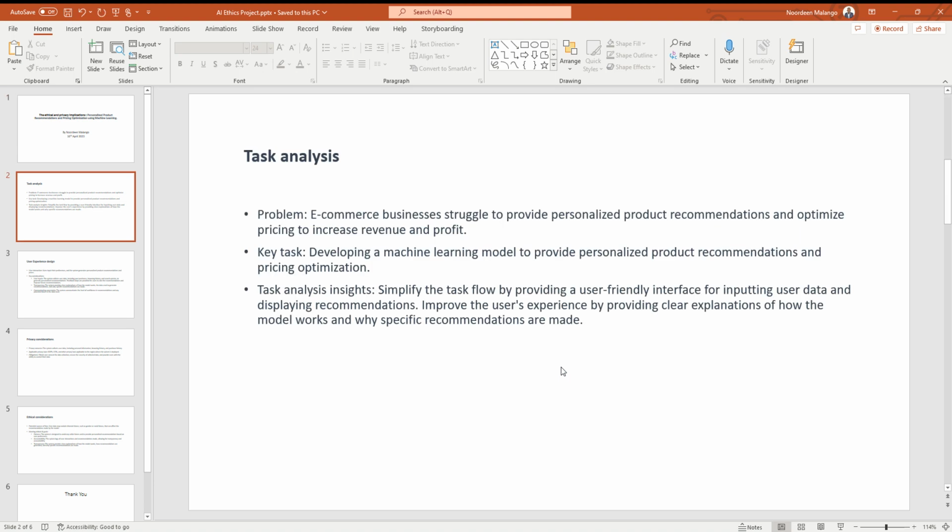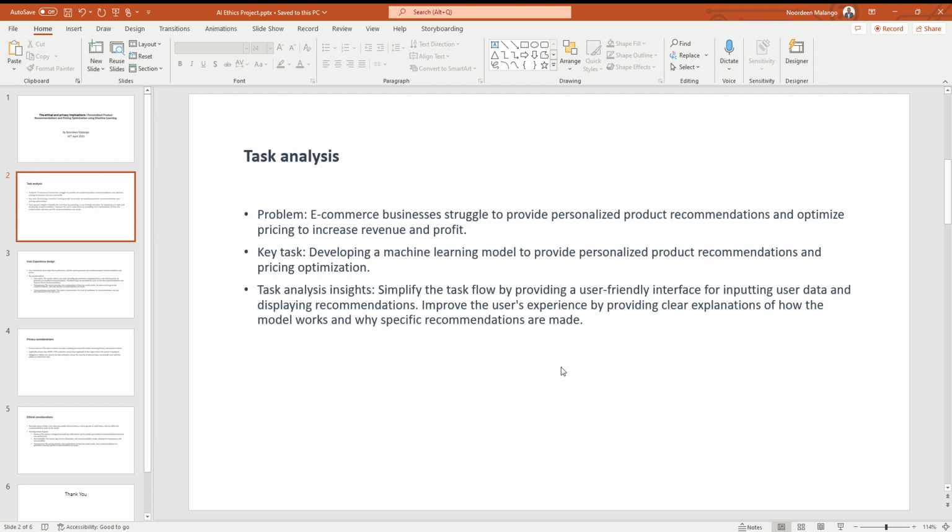I'm going to look at a number of things in this presentation, which will include the task analysis. In a nutshell, our problem here is that e-commerce businesses struggle to provide personalized product recommendations as well as optimize pricing to increase their revenue and profit. So the key task in our project is to develop a machine learning model which is going to provide personalized product recommendations as well as pricing optimizations.